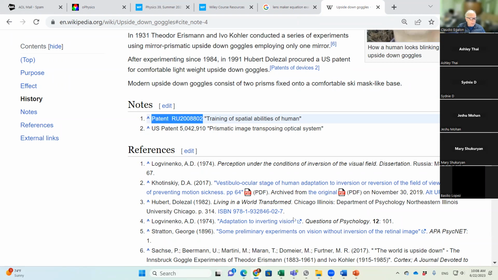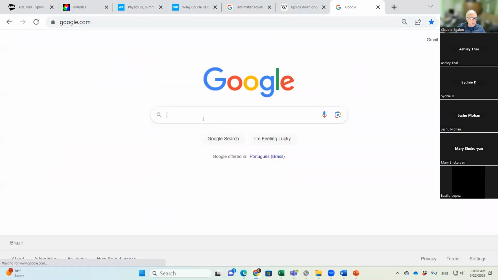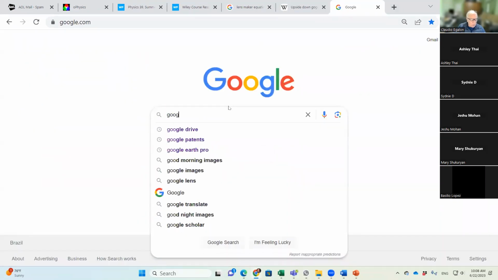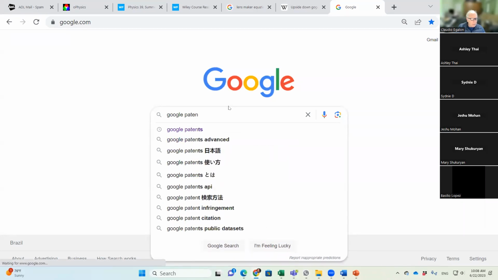Okay, here you go. That's the patent. And there is also the US patent. Okay, this US patent is easy to find. Prismatic image transposing optical system. Let's take a look at this US patent. This one is easy to find. I'm not sure if the Russian patent is easy to find. I'm gonna go to Google Patents.